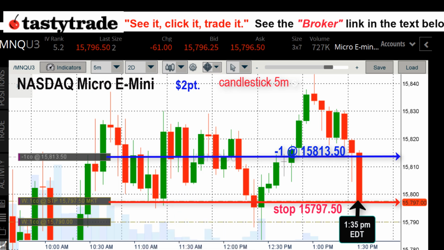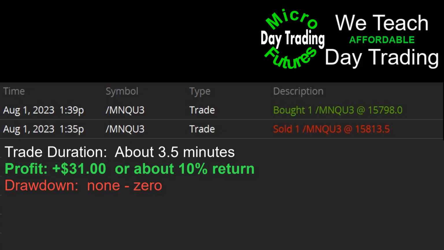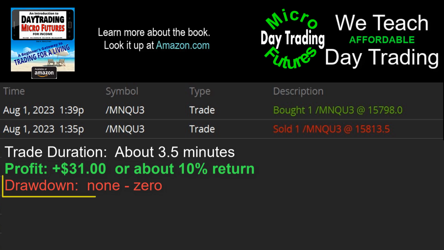This trade's timed out to about 3.5 minutes or so, and I'm about to get stopped out right here. And I made $31 on the trade. I put up around $300 margin, so that means I made about 10% in 3.5 minutes on the trade. Not shabby. What did I like most about the trade? The fact that I had no drawdown, none whatsoever.